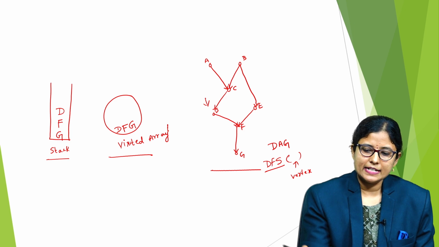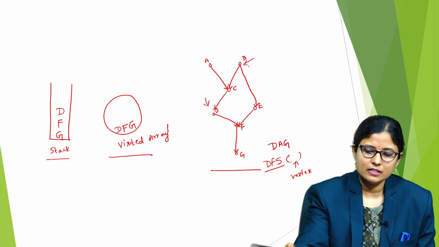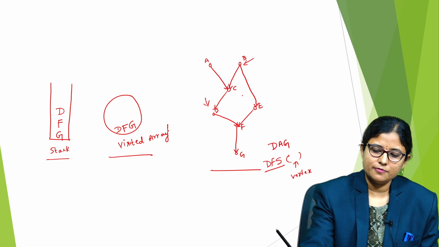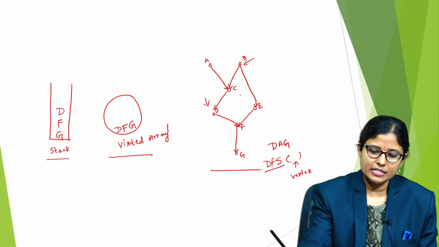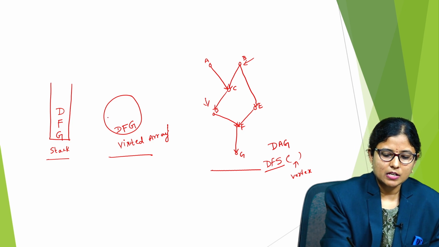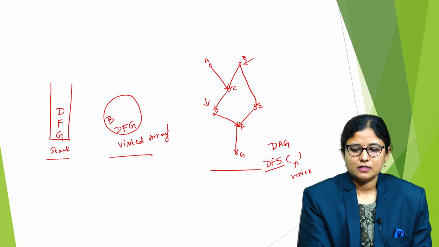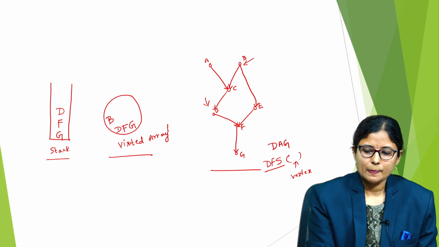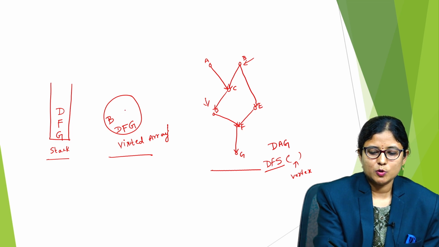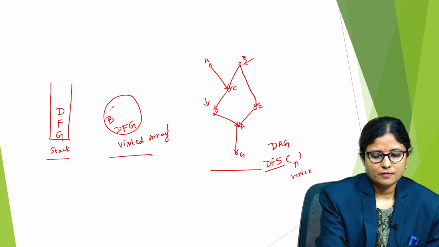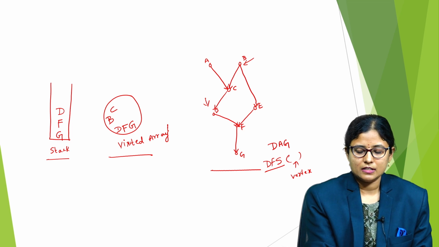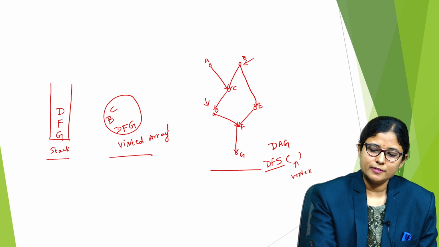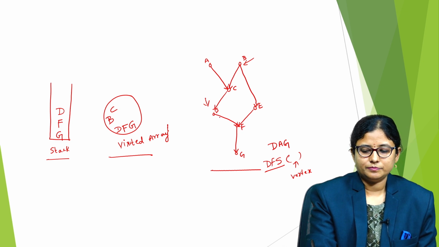Now consider the vertex B. What are the neighboring vertices of vertex B? C and E. First of all, I have to mark the vertex B as visited. The neighboring vertices of vertex B are C and E. So I am going with the vertex C first, marking the vertex C as visited. Explore the neighboring vertices of C now. The only neighbor of vertex C is D.